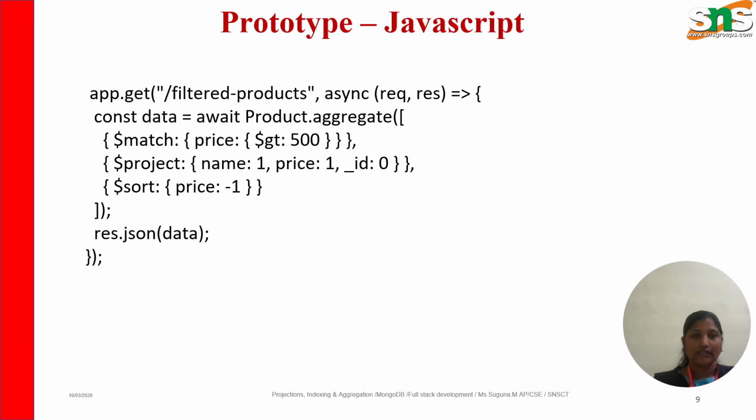Now let's see the backend logic which is using the MongoDB aggregation. We perform three steps. The first step is match. That means we filter the products whose prices are greater than 500. The next operation is project. We select only the required fields like name and price. The third operation is sort. We arrange the results in descending order, that is from highest to lowest price. Finally, we send the filtered data as the response.